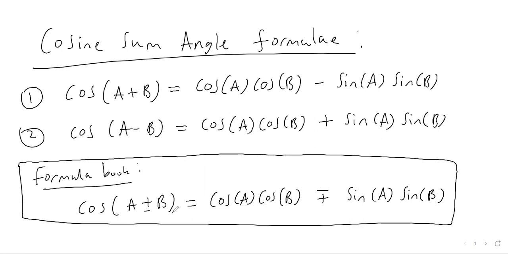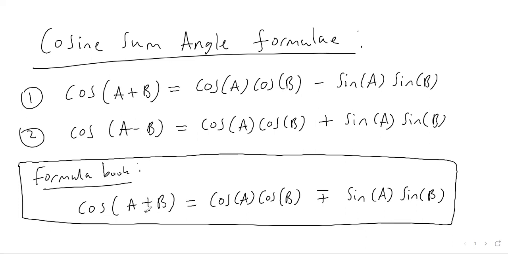What you'll see in your formula book is this formula here: cos of A plus or minus B equals cos A times cos B minus or plus sine A times sine B. I mentioned this in yesterday's video, and I really recommend that if you are going to watch this video, you watch yesterday's video 106 on the addition and subtraction formulae for sine, the sum angle formulae for sine, before this video.